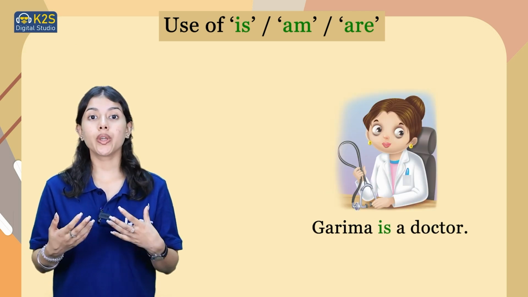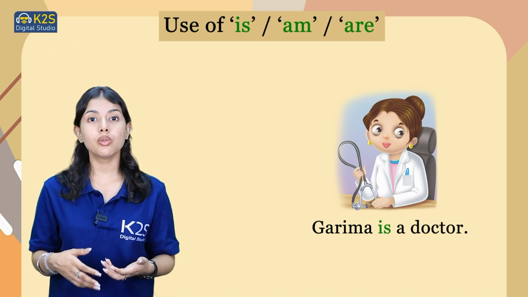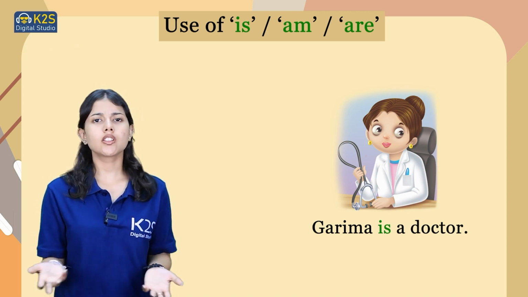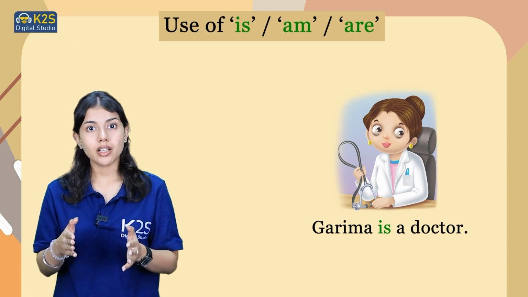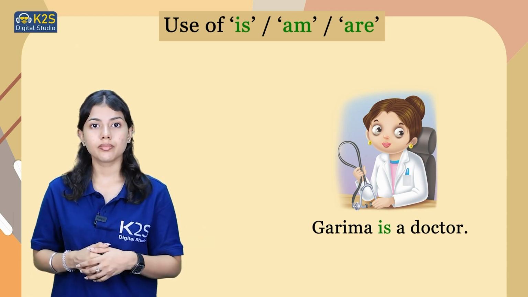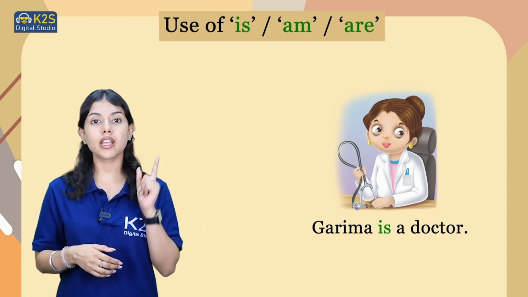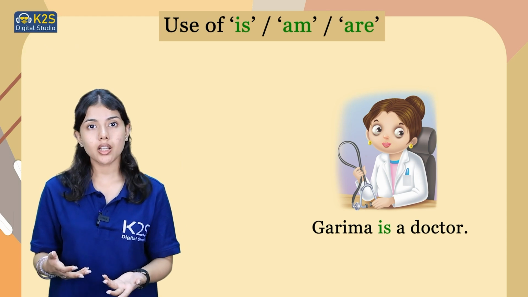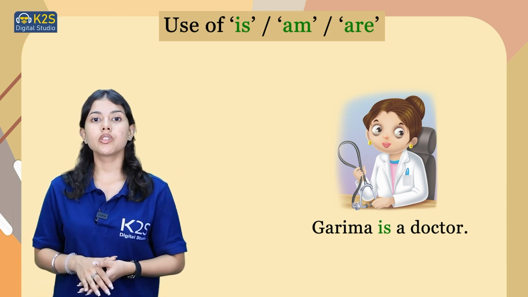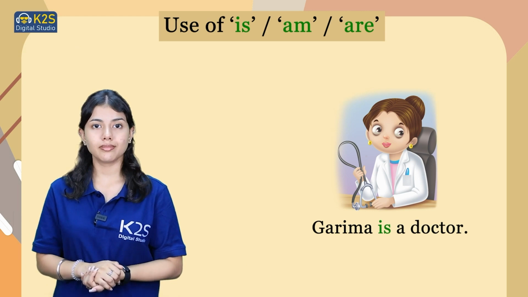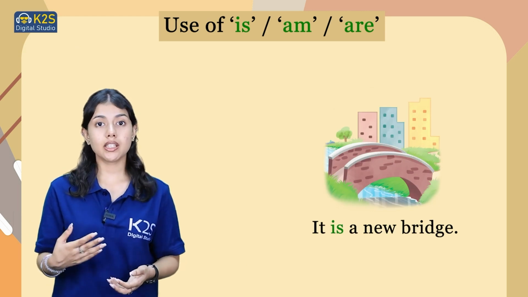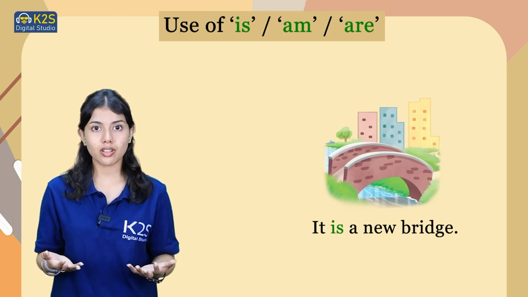In the next picture, you can see that there is a girl whose name is Garima and she is a doctor. So the sentence here is Garima is a doctor. Because we are only talking about the singular noun here, which is Garima, and she is a doctor. So we are using the word is. Garima is a doctor.